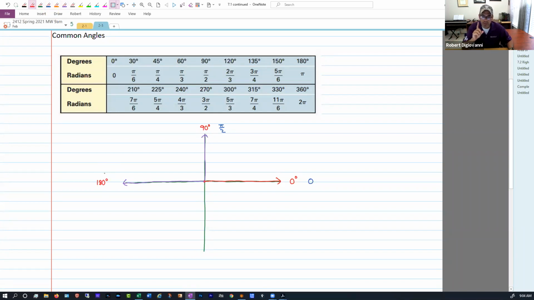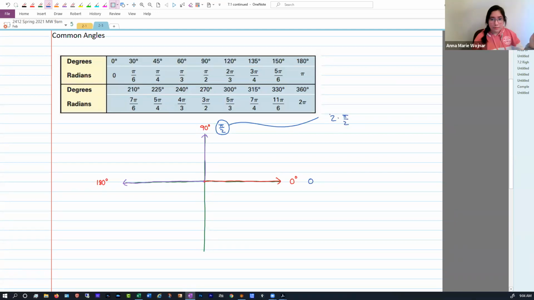But with the radians, what I want you to think about is what would happen if you took this pi over 2 and doubled it. What's 2 times pi over 2? Pi. The 2s would cancel, and you would get just pi. So this is going to be pi radians. Now let's continue around the circle.